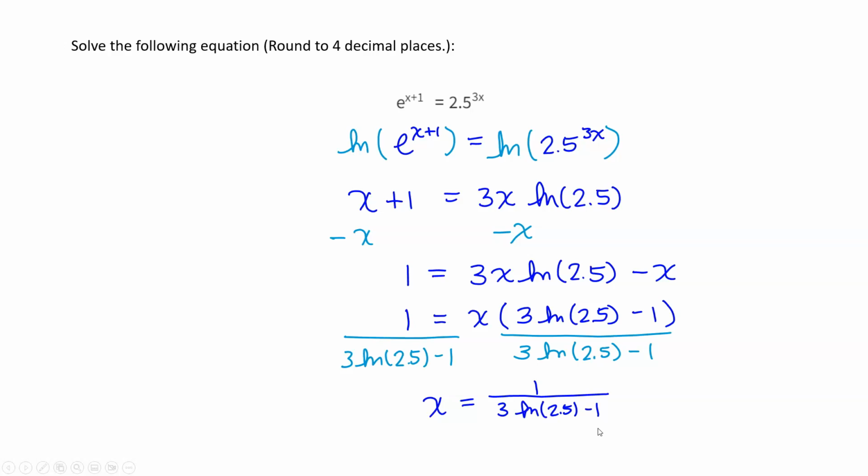Here is where I can now evaluate this. And when I do, to 4 decimal places, I get about 0.5718. And so that is the end of this problem, and that is the end of this video.